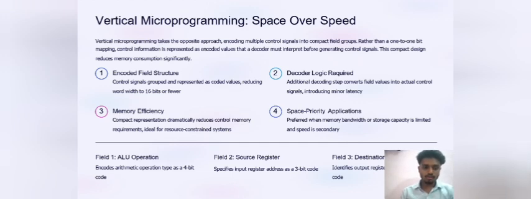Field 1, ALU operation, encodes the arithmetic operation type as a 4-bit code. Field 2, source register, specifies the input register address as a 3-bit code.